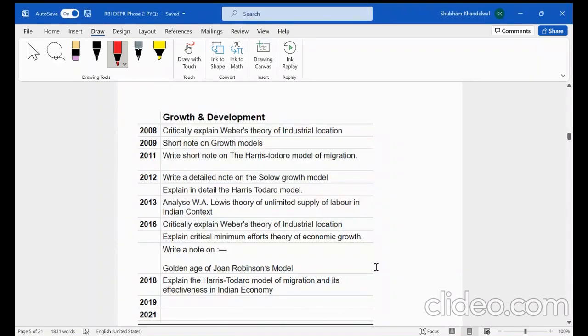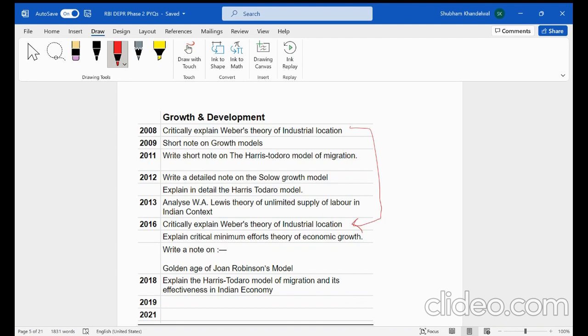Now let us look at growth and development. There have been many repeated questions from this subject. If you look at 2008, they asked this Weber's theory of industrial location. Now, of course, you can categorize this under industrial economics. Then, if you look at 2016, they repeated it again, in the exact same language. They didn't even change the language. So same question, 8 years after, they repeated this. You never know. In 2022 as well, they can ask the same question again.